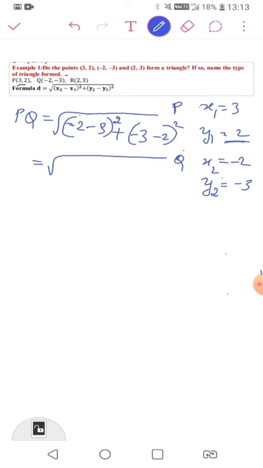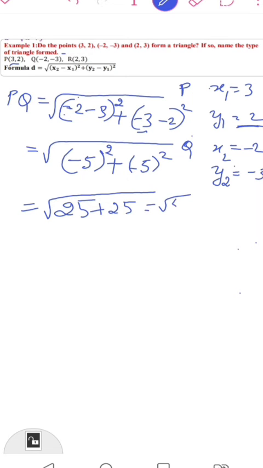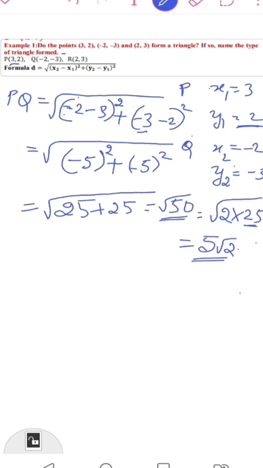It's very simple. Here both have the same sign, so it's minus 5 whole square. In the case of the second one, both have the negative sign, minus 5 whole square. So it becomes square root of 25 plus 25, which is equal to square root of 50. If you are interested, you can simplify this one. How to simplify? Here 25 is a perfect square number, so the square root of 25 is 5. Take it out, the remaining is 2, that's 5 root 2. In a similar way, PQ is over.